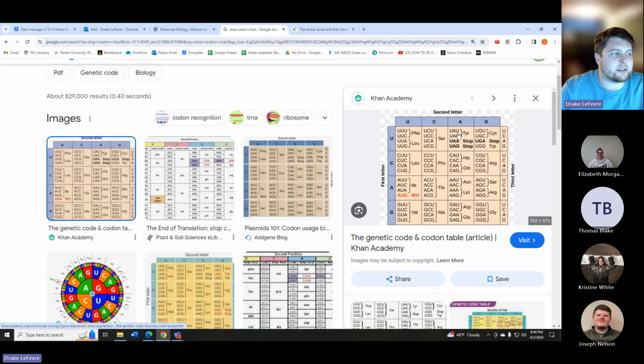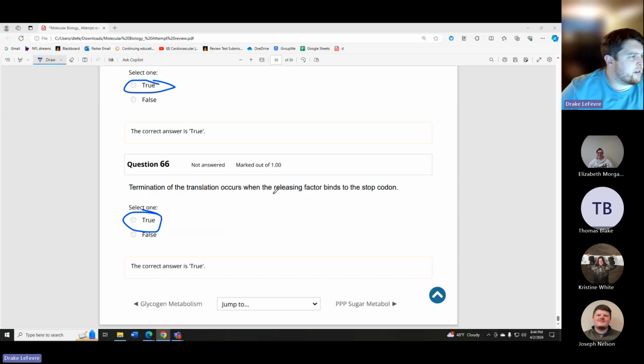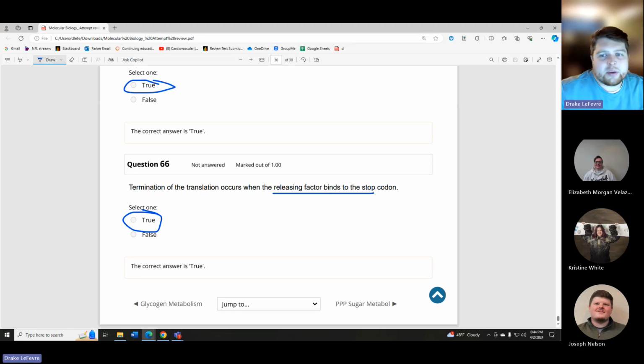And that indicates that it's going to stop there. There are no more tRNAs coming in. Then the releasing factor comes in, binds the stop codon, and lets go of the protein. And then the polypeptide chain can fold itself up nicely into its secondary, tertiary, and potentially quaternary structure that we learned way back at the very beginning of the trimester.